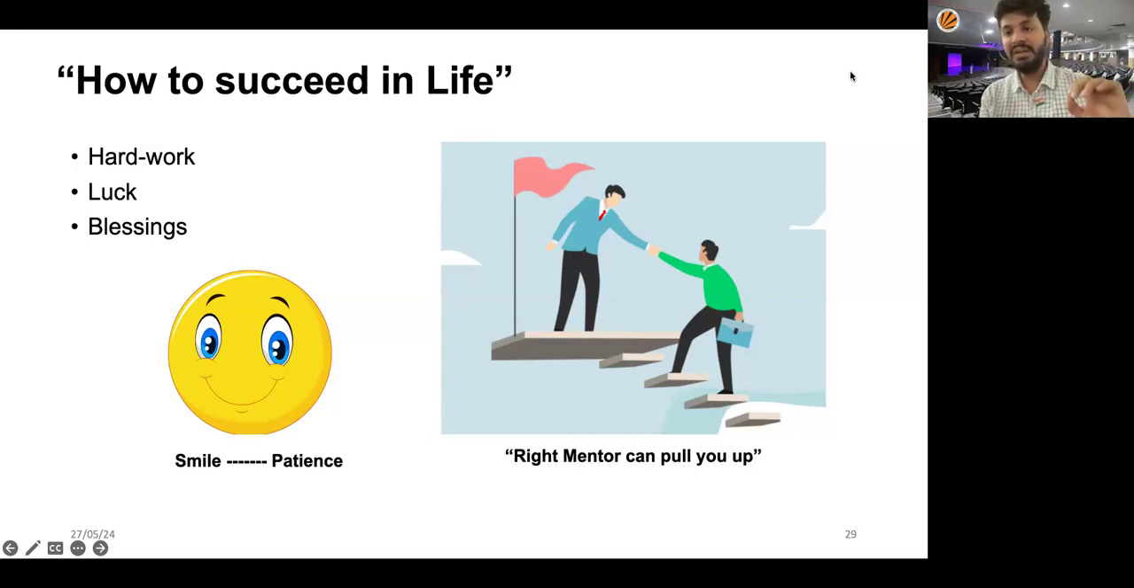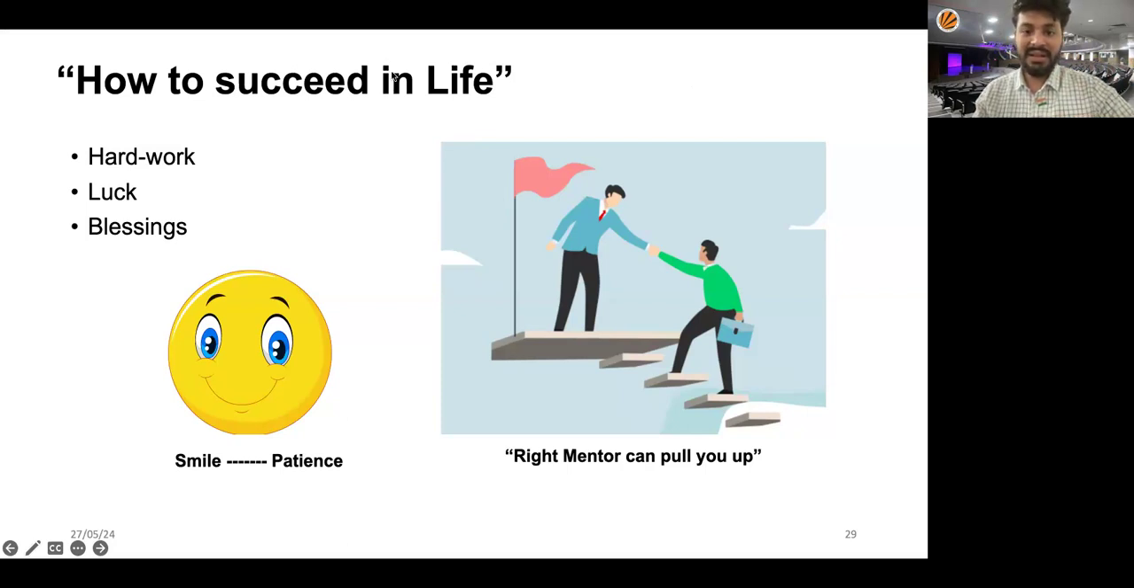So first of all, your duty is to do hard work. Then your luck plays a vital role. Then blessing. Blessing is from your parents, from your mentor, from your grandparents. If you have blessing also, nobody can beat you. So hard work, luck, blessing, please consider these three things in your mind. You will always succeed in your life.